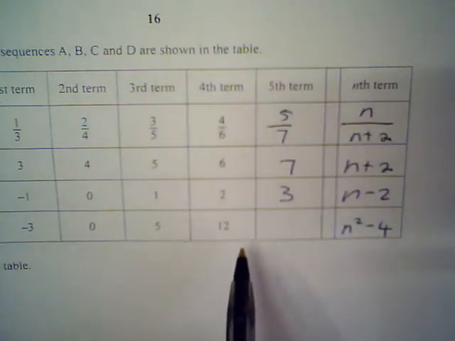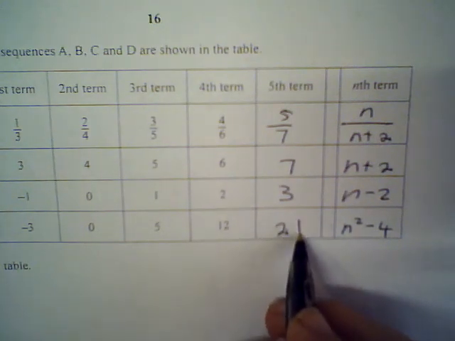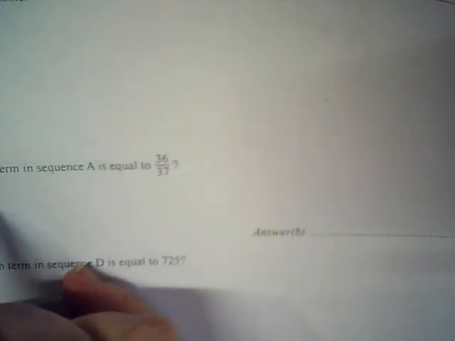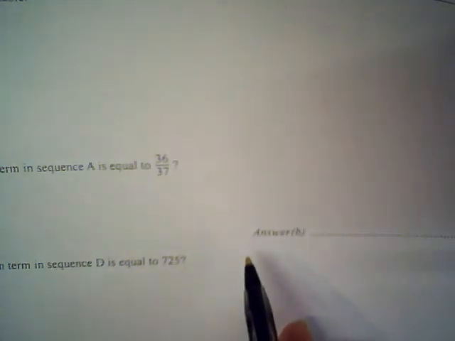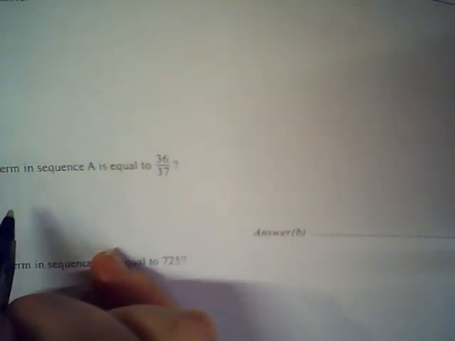And if I add another 9 terms to 12, I will get 21. Okay, good. Complete the table. We've done that. That was worth 8 marks. Okay, which term in sequence A would be equal to 36 over 37? So it would be term 36. I'm not right. We would have to do a little bit more work.